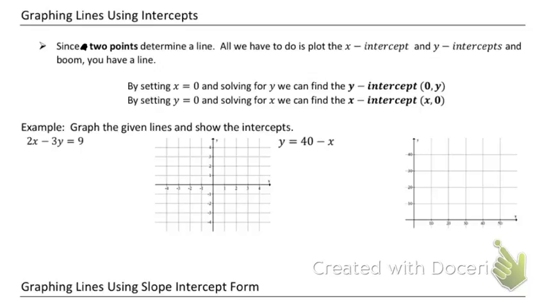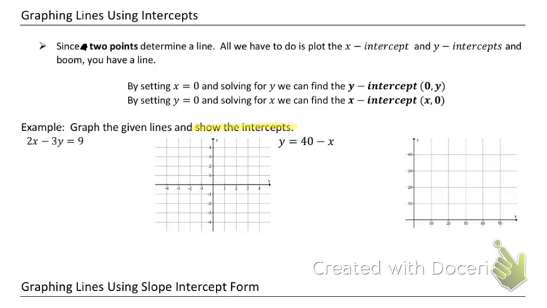Just remember, if I'm looking for a y-intercept, my x value is 0, so we're just going to let x equal 0 and I'd find my y-intercept. To find my x-intercept, I'm just going to let y equal 0 and solve for x. That will give me my x-intercept. So when do we use this? The directions here say graph the given lines, but what I'm more concerned about is that it says show the intercepts. So I need to plot both those intercepts anyway. I might as well just use this method since it wants both those intercepts.